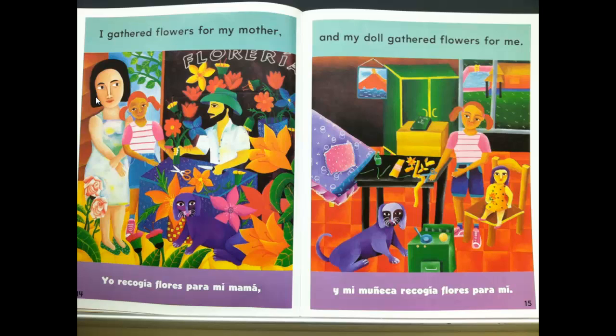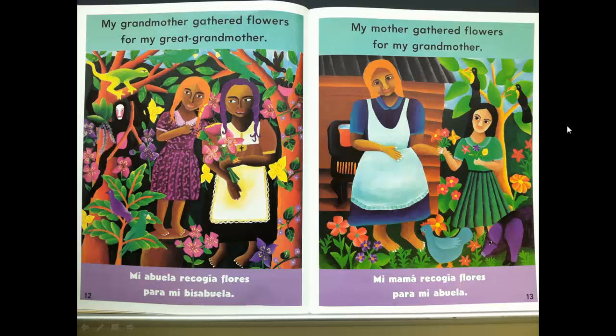If we go back here, look. Here's "I gathered flowers for my mother." And that's a comma, that's not a period, so we don't have to capitalize "and." Alright, we go back here. My, the M is capitalized because "my" is the first word in the sentence. Alright?